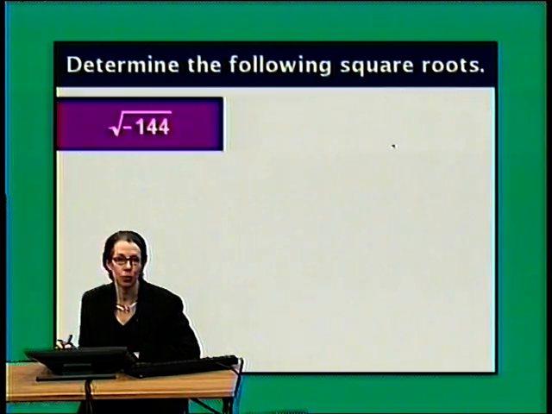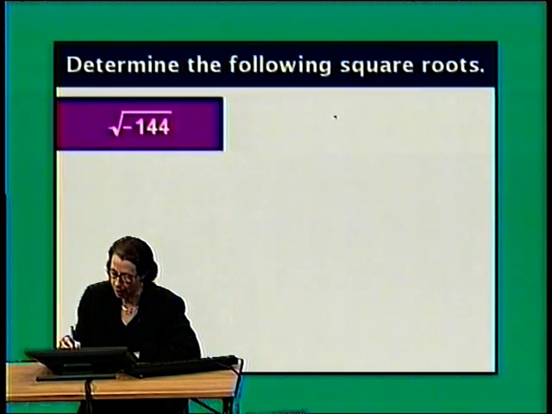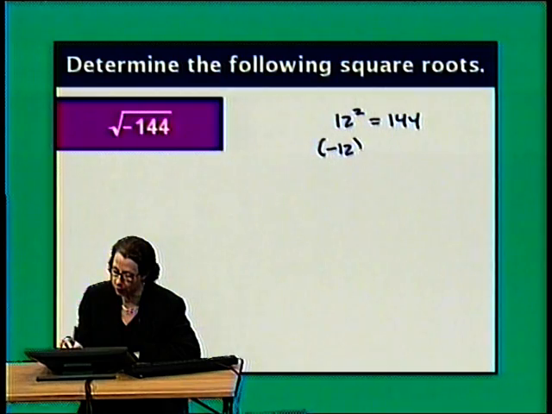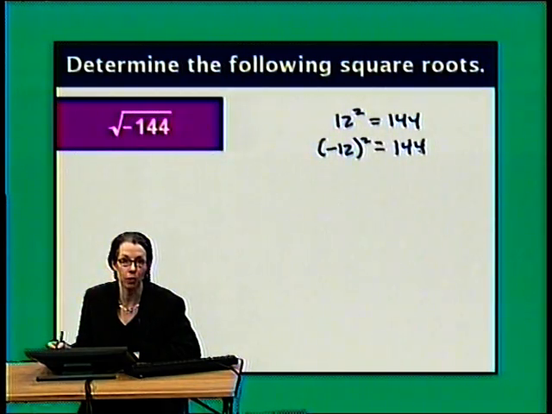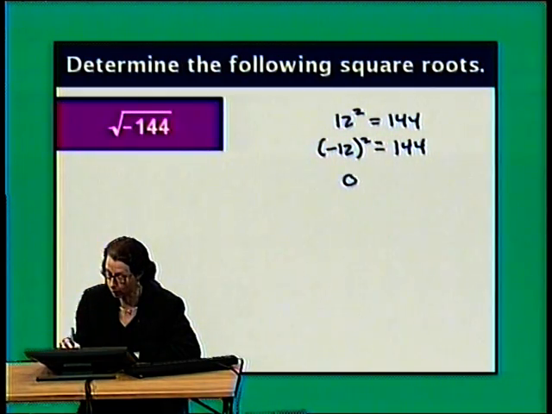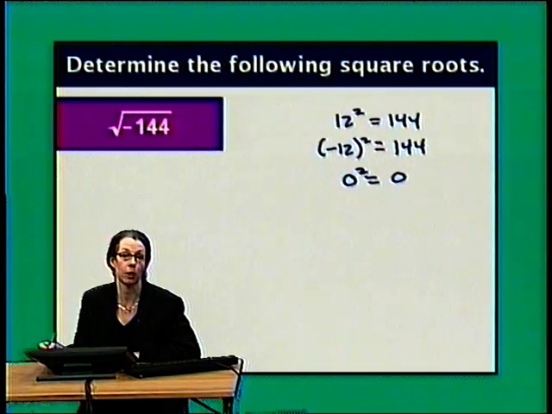How about the square root of negative 144? Well, let's think about it. We know that 12 squared is 144. We know that the square of negative 12 is 144. Both of those numbers give us positive 144, not negative 144. The only other type of number I can square besides a positive number or a negative number is 0, and 0 squared is always going to be 0.